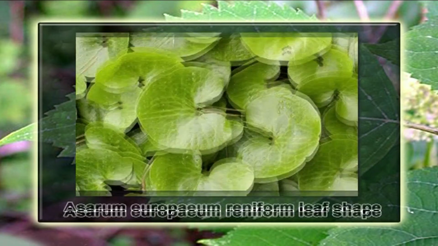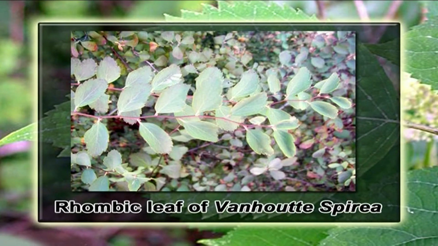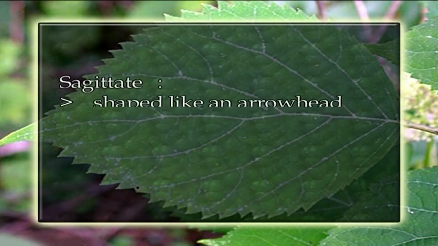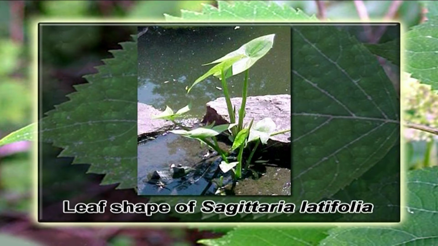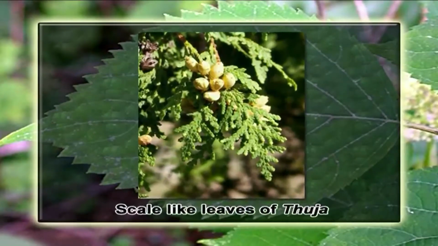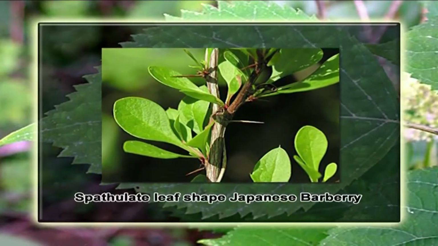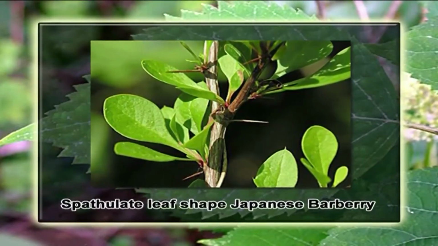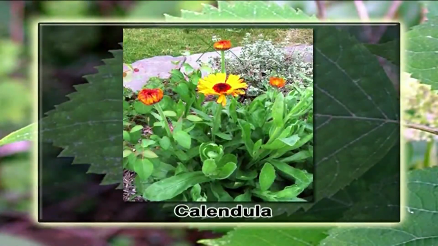Then rhombic, diamond shaped, with four sides, petiole attached at one of the corners. For example, Van Houtte's spiraea. Then sagittate, shaped like an arrowhead and with the acute basal lobes pointing downwards or concavely towards the stalk. For example, Sagittaria latifolia. Then scale-like, leaves overlap alternating down the stems. For example, Thuja occidentalis. Spatulate, spoon-shaped, that's broad and round at the top and narrow towards the base. For example, Japanese barberry, that's Berberis thunbergii, or Calendula.